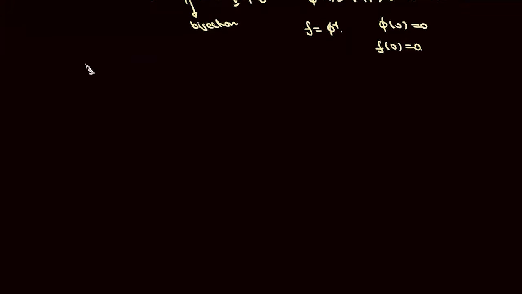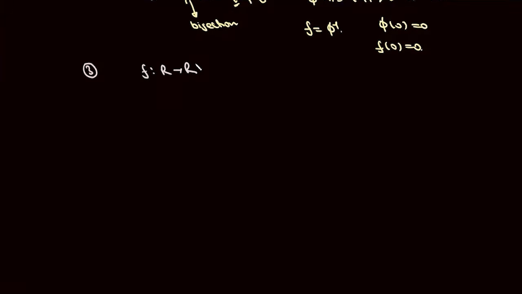Let's take the third example. Suppose a function is defined on R to R satisfying f(f(x)) equals x plus 6. Now clearly it is linear, so it is strictly increasing. And therefore this f is a bijection.